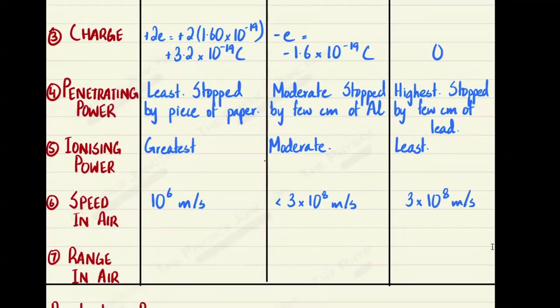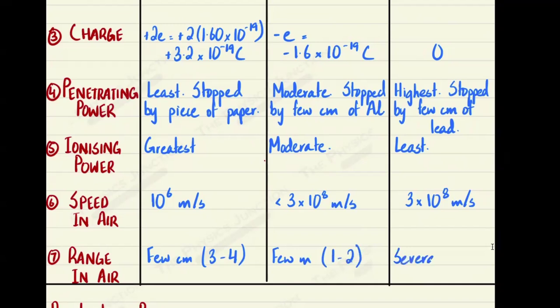Next, their ranges in air. For alpha, it's a few centimeters, you can say like 3 to 4 centimeters in air. For beta, this is a few meters in air, like 1 to 2 meters, and for gamma this is several meters in air, which is like 8 to 10 meters. And when we talk about the applications later on, you will see how each of these properties are leveraged according to the use of that application. Let's go on.